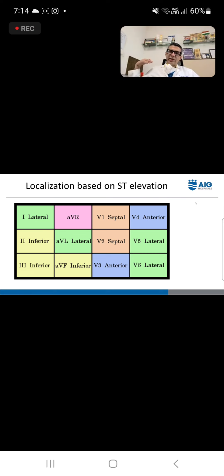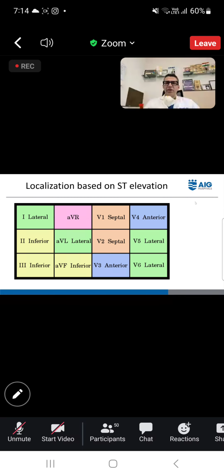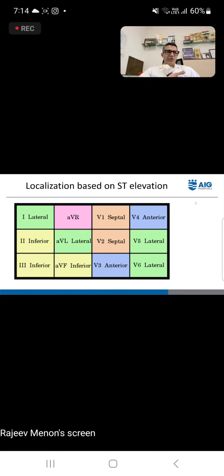AVR is towards the right arm. So it is often called the orphan lead because everything will be opposite and hardly anyone bothers about AVR, except in situations like left main stenosis and all, which again we'll show you, where you can have ST elevation in AVR. Okay, so other than that, AVR is practically of no use. Okay, AVL again is towards the left arm, so it is lateral. So L1 and AVL are lateral.